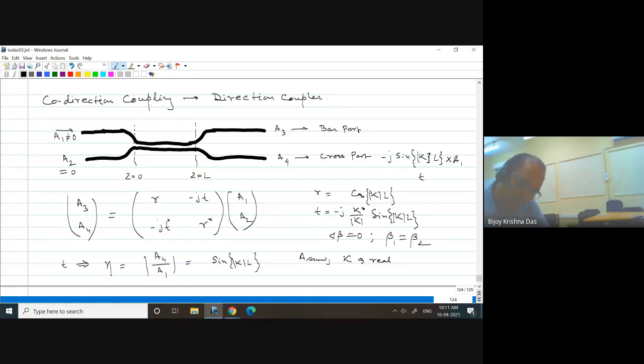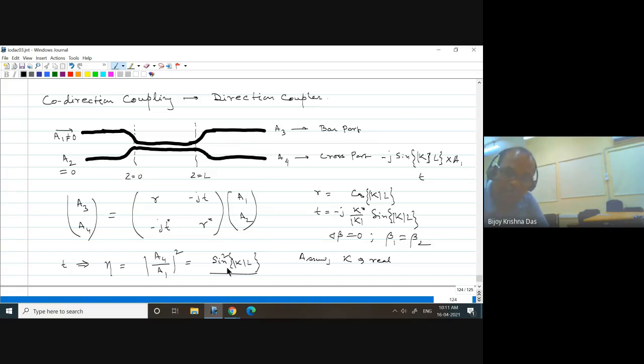But when I'm writing eta, it's basically power transmission, so we have to write the square. So in that case, I can write this one. Even if kappa is not real, this is valid. So this is the coupling coefficient, the coupling strength, the coupling efficiency to the cross port. Okay, that depends on that.